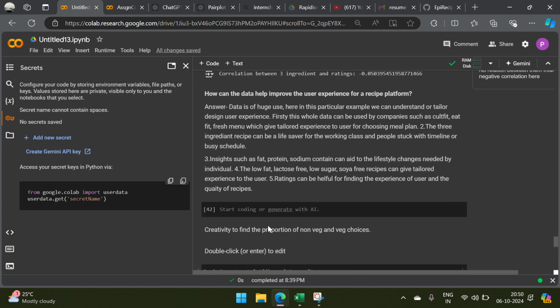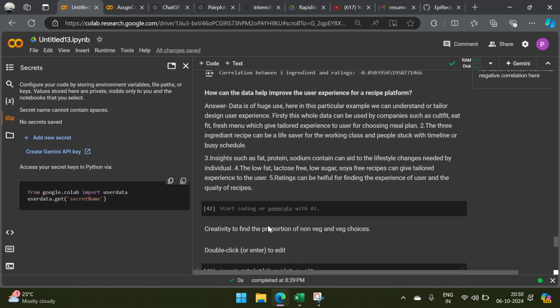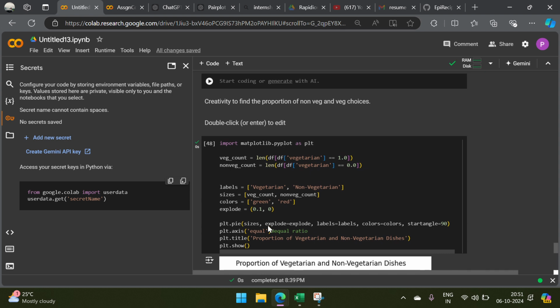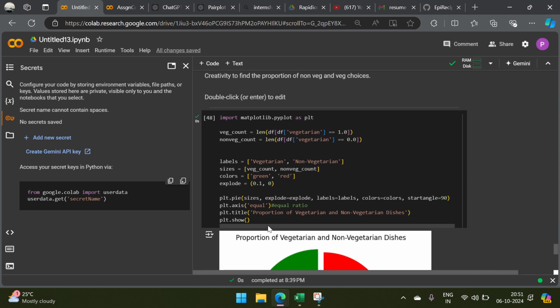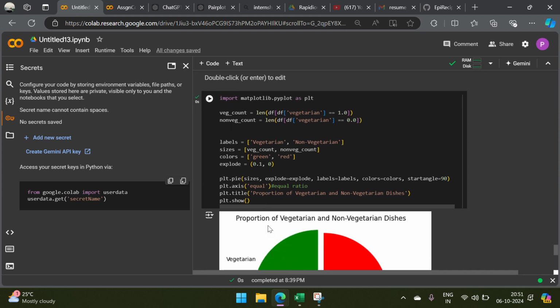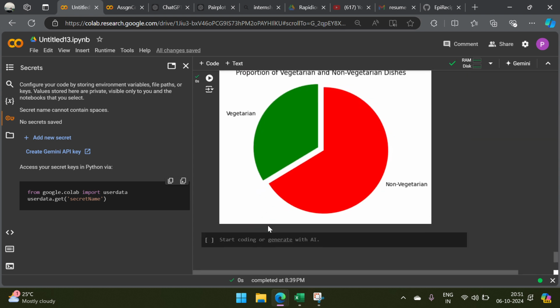A few answers were asked of me, and I have written those answers, like how the user experience will be for the platform. So I have added those answers in this particular notebook. And the last visualization I did was how vegetarian and non-vegetarian recipes have been divided in this particular data set. So clearly we can see in the visualization that the vegetarian count is very less as compared to the non-vegetarian count.